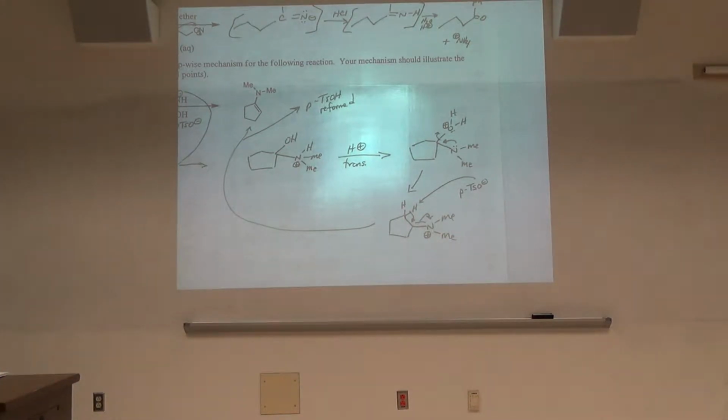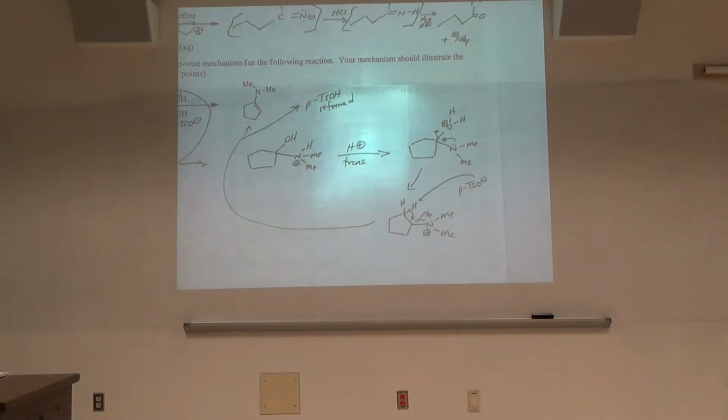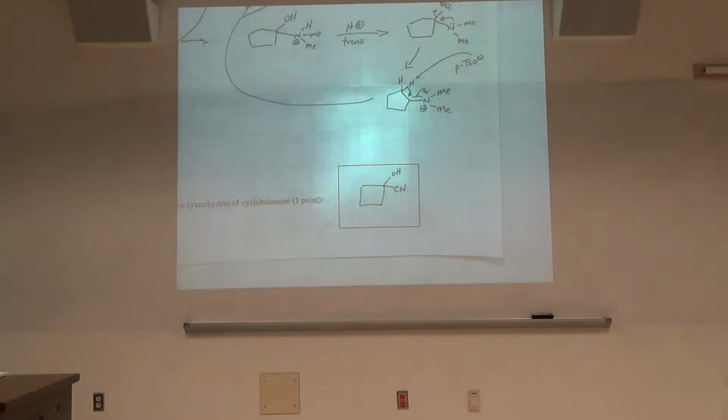Enamine mechanism. How do we do? Cyanohydrin of cyclobutanone. There you go. How do we do?